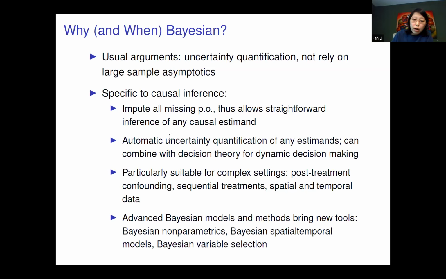And I would argue that Bayesian models in particular are suitable for complex settings. When you have principal stratification, when you have sequential treatment, or spatial and temporal data, Bayesian inference indeed has a full toolbox of models for these kinds of situations, and that is very useful.